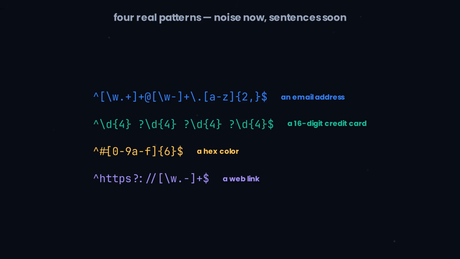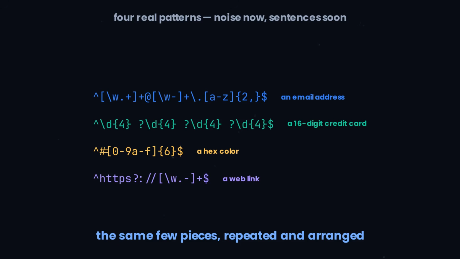Right now, every one of them looks like a keyboard fell down the stairs. Yet each is built from the same small set of pieces, just repeated and arranged. Learn those pieces, and these stop being puzzles and start being sentences. So what is the very first piece? Let's start with the simplest pattern possible.